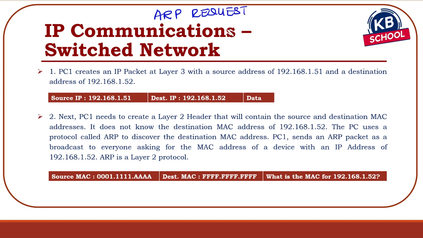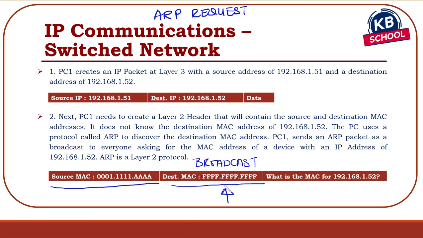In which it's going to say something like that. My source MAC address is 0001.1111 AAAA. I'm sending it, I don't know the MAC address, so I'm sending it to this special address which has all F's in the 12 hex digits. This is a special reserved address for broadcasting on that particular segment. So if I want to send a packet to everyone, this is the broadcast MAC address.